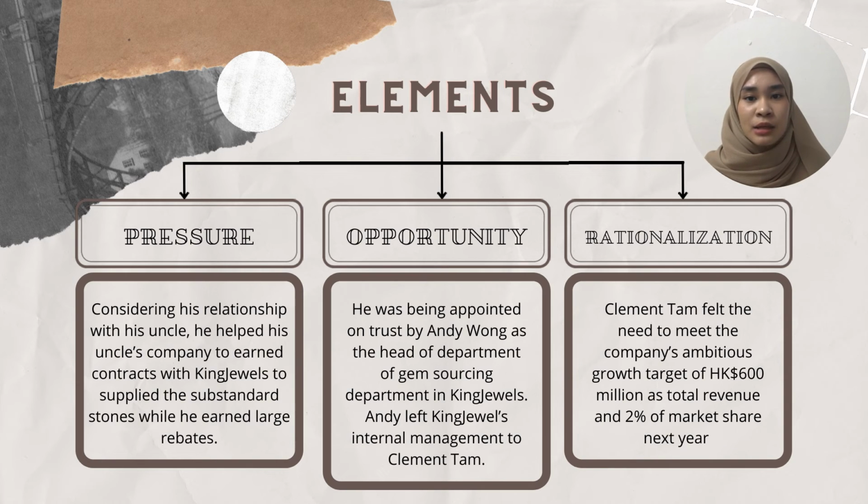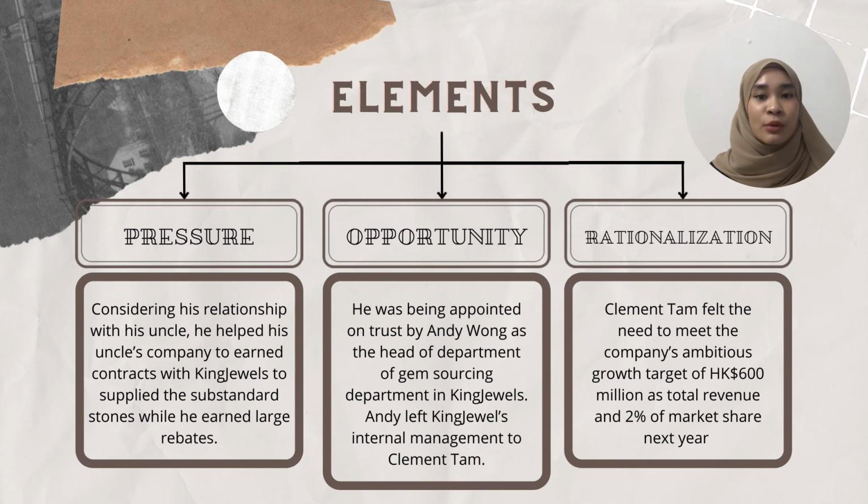The second element is opportunity. Clementine was appointed on trust by Andy Wong as the head of the Gem Sourcing Department in KingJewels. Andy left KingJewels' internal management to Clementine and had opened an opportunity for Clementine to commit fraud.